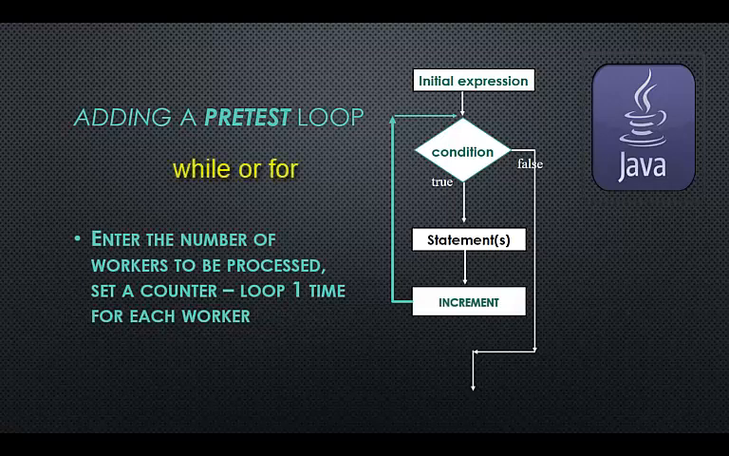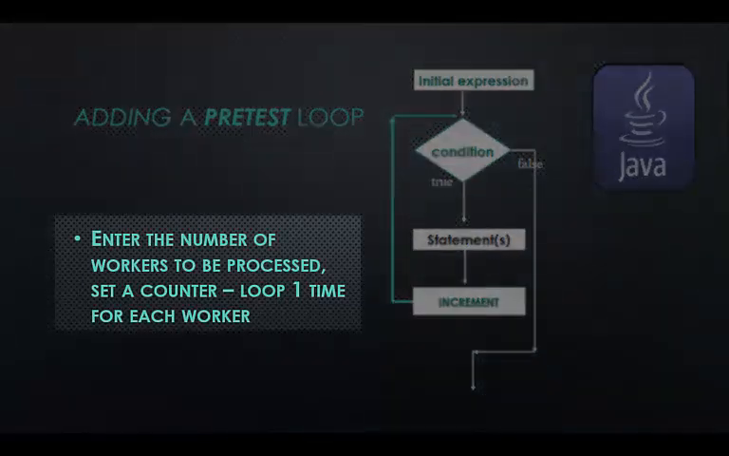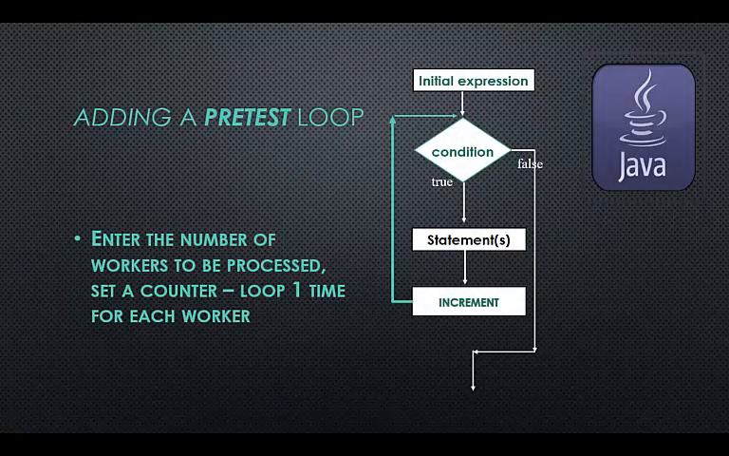We will be using a pre-test loop. The while or the for would work in this circumstance. We will show an example of doing this using a while loop. We need to enter the number of workers to be processed, and we will need to set a counter. Then we will loop one time through the processing for each worker.